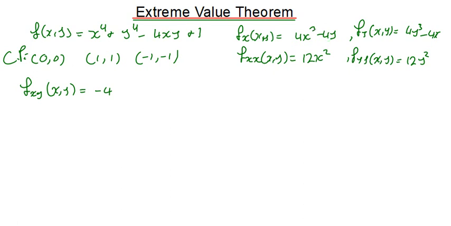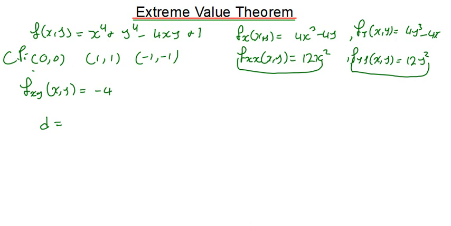Okay, so now the discriminant is going to be equal to, remember we said it's the second partial with respect to x multiplied by the second partial with respect to y, but at these points that we have. Okay, at those points that we have.